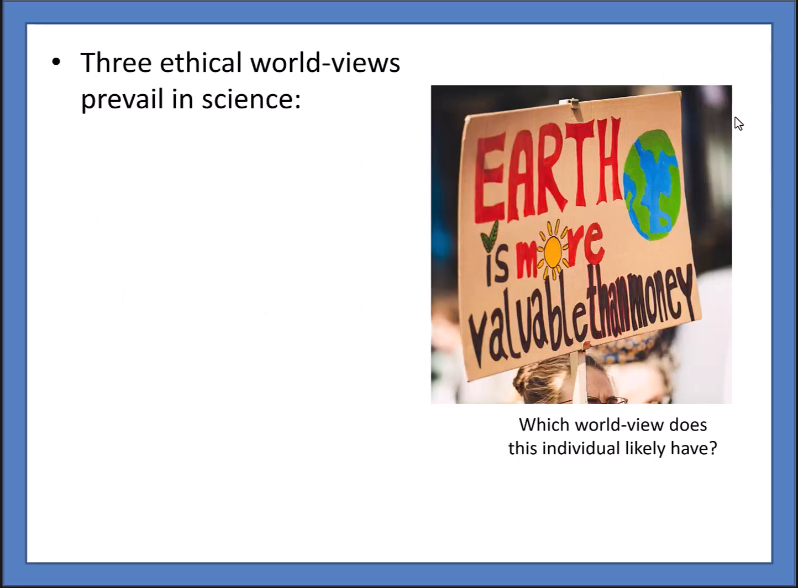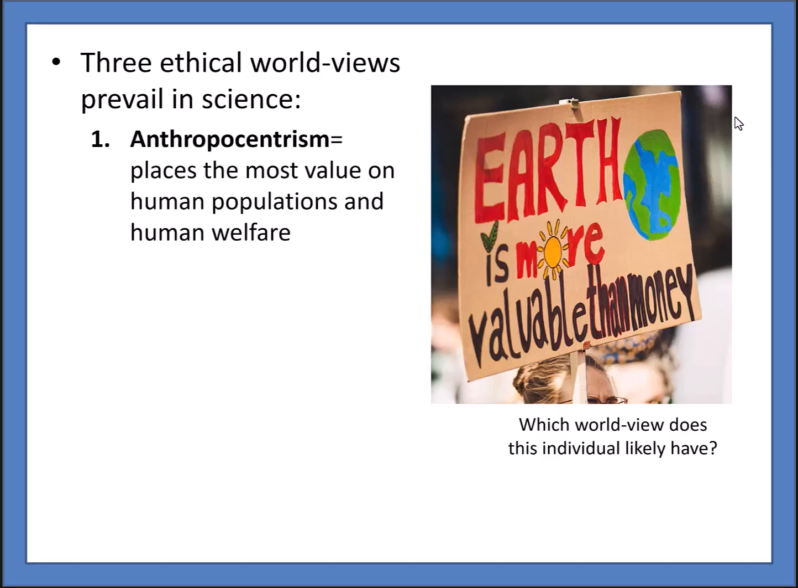There are 3 ethical worldviews that prevail in science. Anthropocentrism. This worldview places the most value on human populations and human welfare. So humans being the top priority in this worldview. If it benefits humans, then it's worth doing.